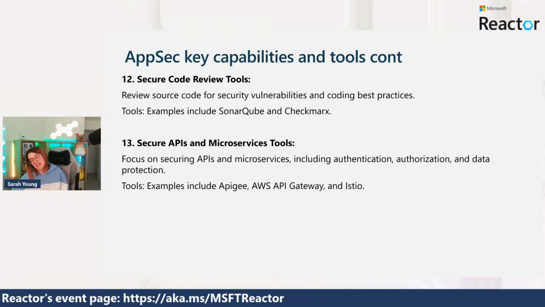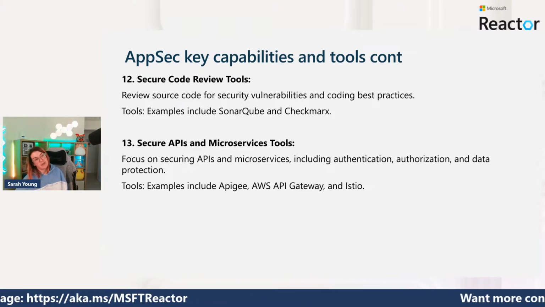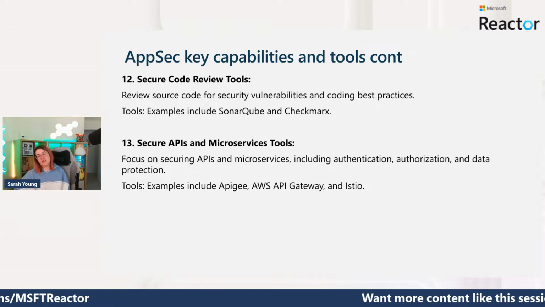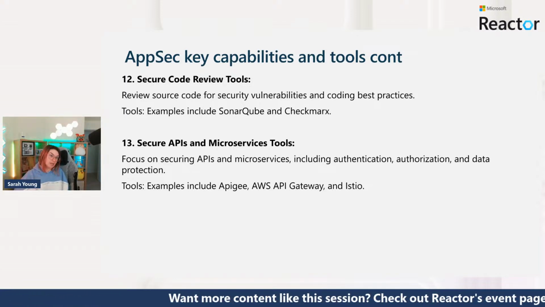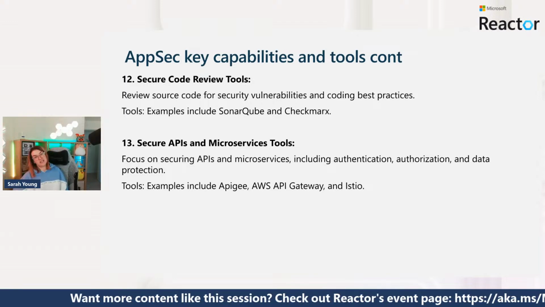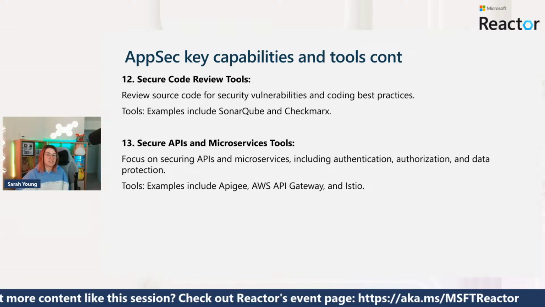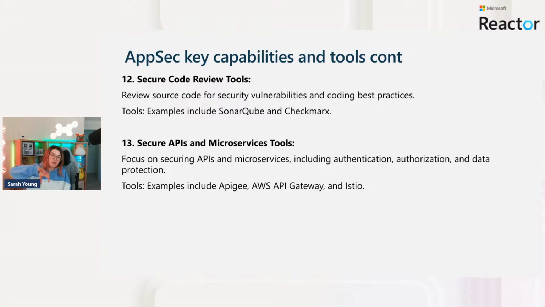And then throwing it in here, because it's such a huge part of applications nowadays, is secure APIs and microservices. So all applications are using microservices and APIs to some extent, or they'll be broken up into microservices. And of course, those components need to talk to each other and communicate in a secure way. And so there are tools out there that will help you with the authentication, authorization, and the data protection of moving things and communicating with APIs and other microservices.